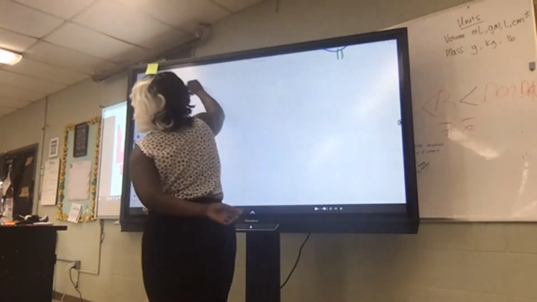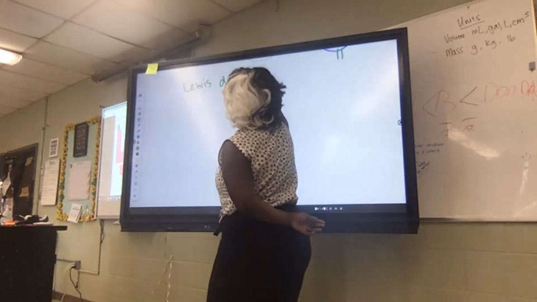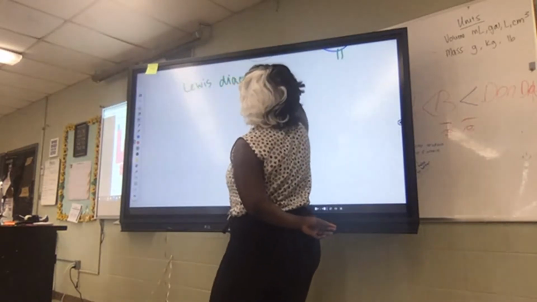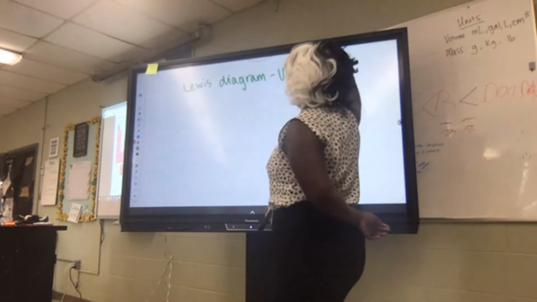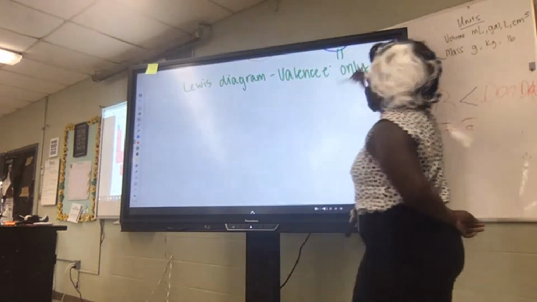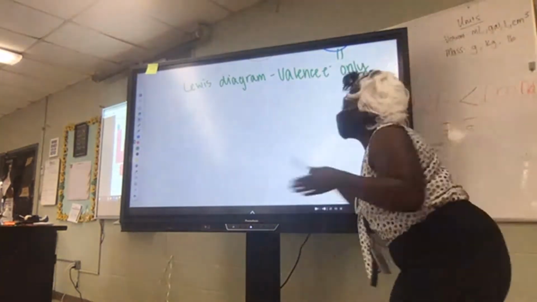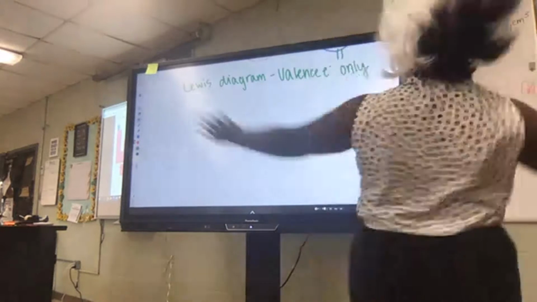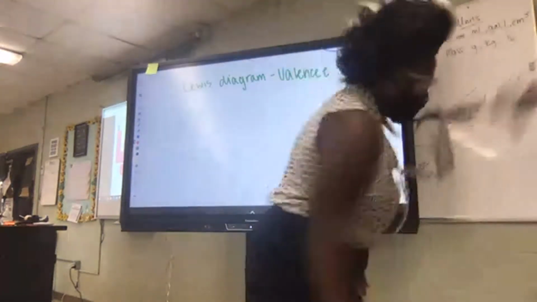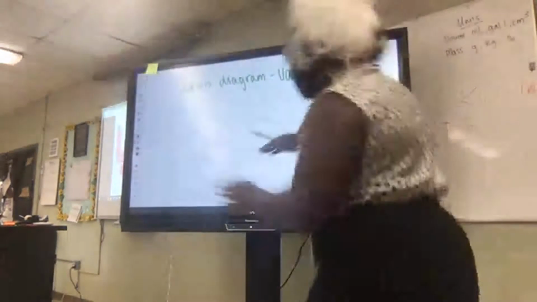Lewis diagrams. Lewis diagrams are a little bit different because they only use valence electrons. Valence electrons are the outermost electrons.